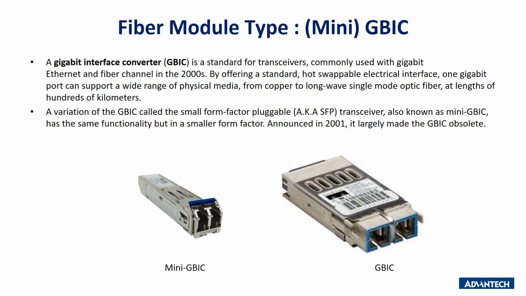A variation of the GBIC called the small form factor pluggable, aka SFP transceiver, also known as mini GBIC, has the same functionality but in a smaller form factor. Announced in 2001, it largely made the GBIC obsolete. After the SFP module, the SFP Plus module supports 10 times faster speeds than the SFP module.